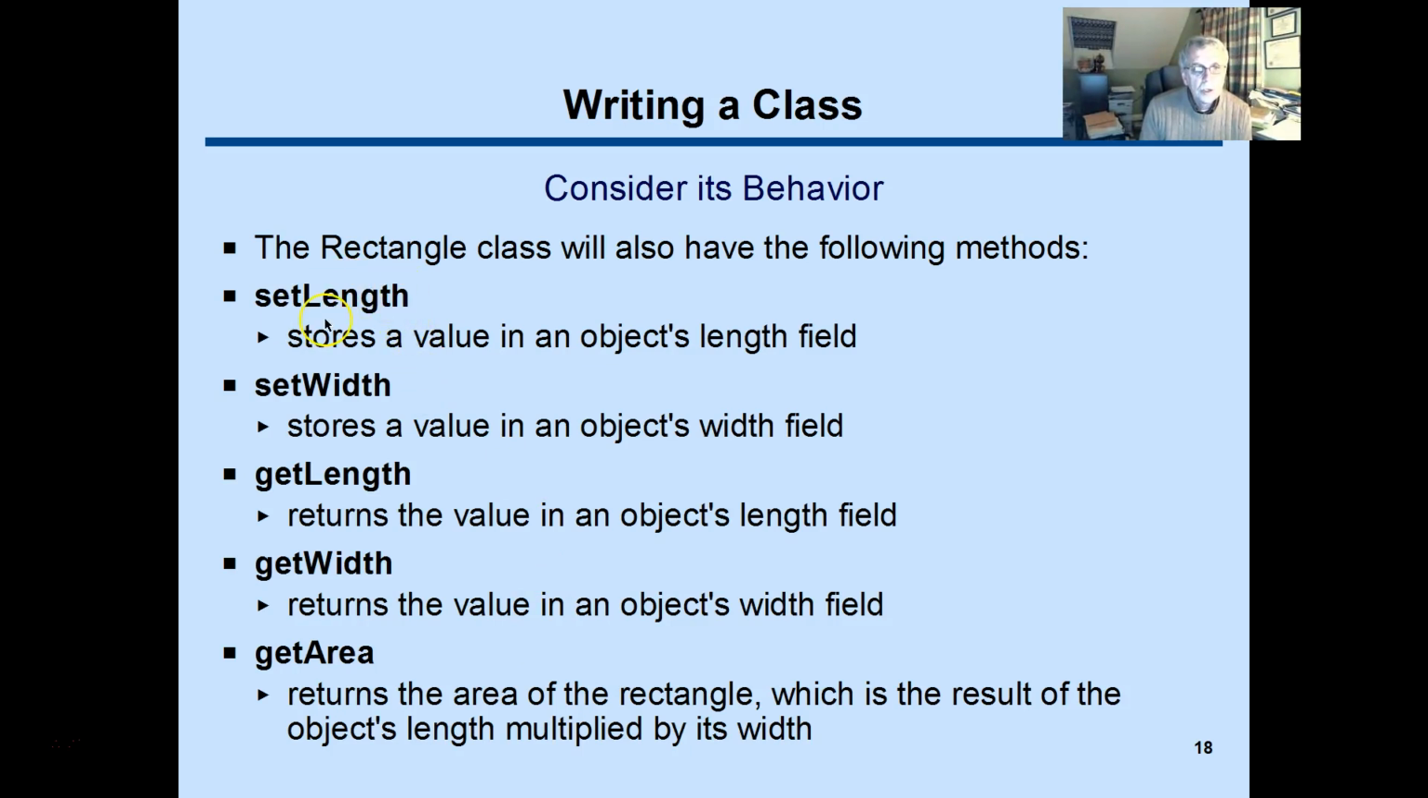So we have the setters, or mutator methods. And then we have the getters or accessor methods, also perhaps called inspector methods, because we can inspect or examine the value.